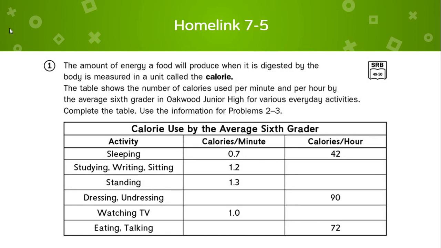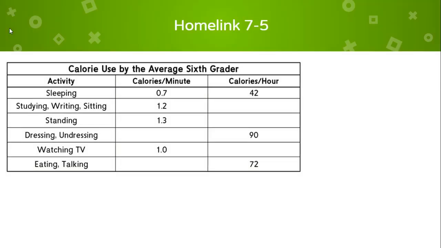So please get out your home links book, and we're going to be on home link 7.5. The amount of energy a food will produce when it's digested by the body is measured in a unit called a calorie. This table shows the number of calories used per minute and per hour by the average sixth grader in Oakwood Junior High for various everyday activities. Complete the table, and then we're going to use this information for the next two problems. Let's take a look at this table.